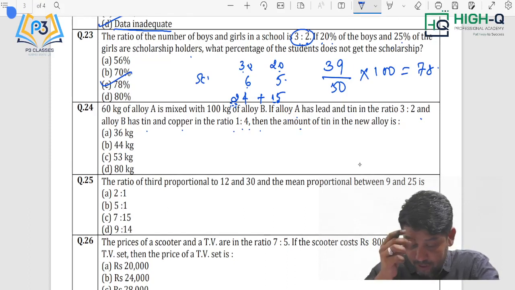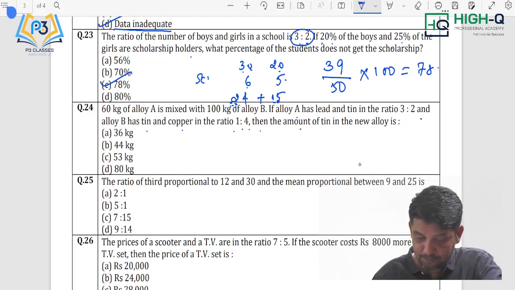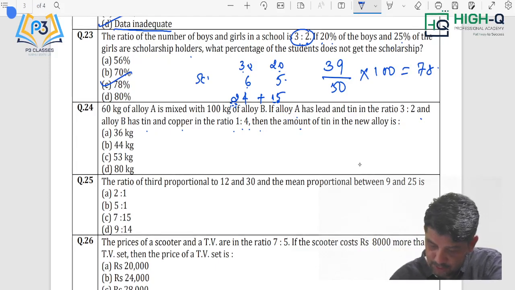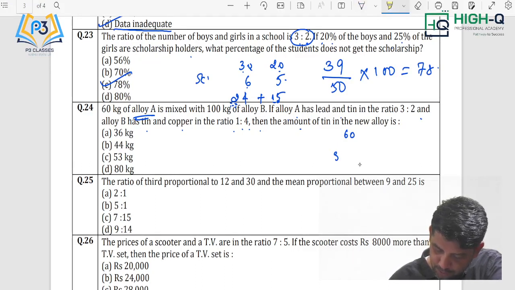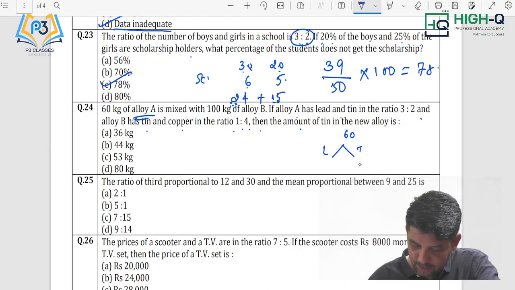okay. So actually this is a very simple sum, my dear. What exactly happens? Look at this. First alloy 60 kg. How much portion of tin? 60 kg of alloy has got lead and tin 3:2. So lead portion will have 36 kg and the tin portion will be what? 24 kg. Now second alloy, 100 kg of alloy.